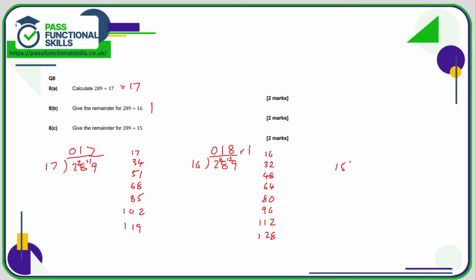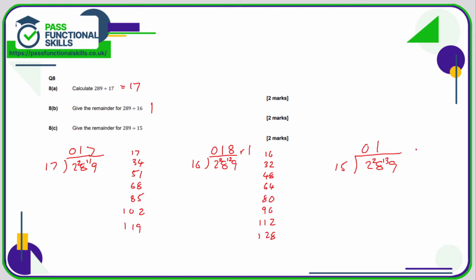289 divided by 15. 2 divided by 15 is 0, remainder 2. 28 divided by 15 is 1 with a remainder of, what's the difference between 28 and 15? That is 13. So what is 139 divided by 15?